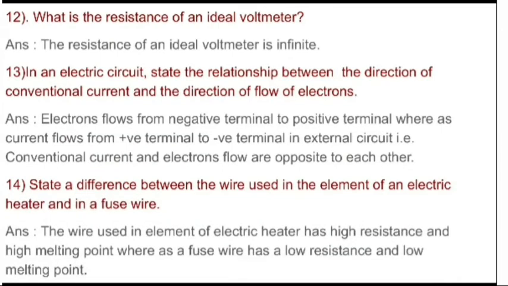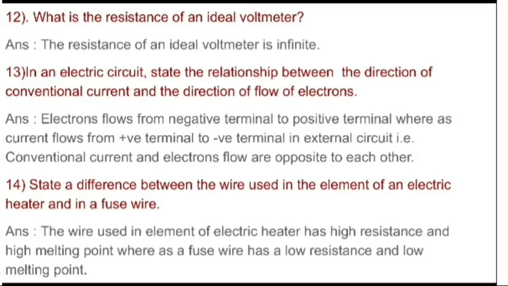What is the resistance of an ideal voltmeter? The resistance of an ideal voltmeter is infinite. In an electric circuit, state the relationship between the direction of the conventional current and the direction of the flow of electrons. Electrons flow from negative terminal to positive terminal, whereas current flows from positive terminal to negative terminal in the external circuit, that is conventional current, and electron flow are opposite to each other.